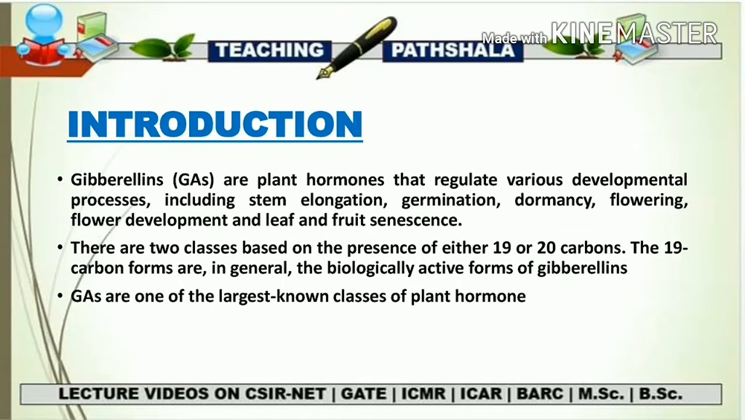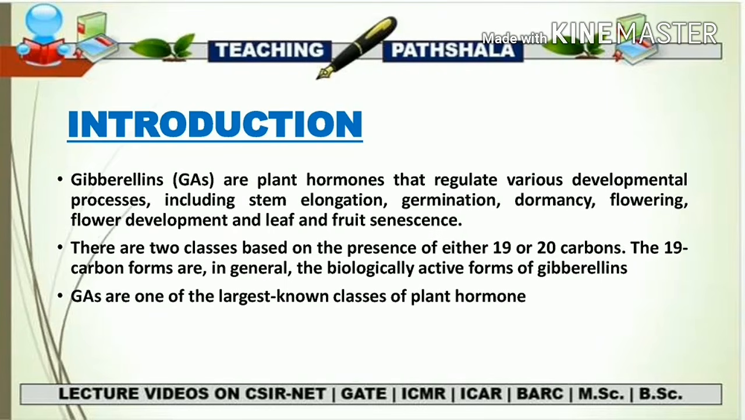So in this way you have seen that gibberellin is a type of plant hormone which regulates various different functions in a plant, and that has already been mentioned in the first line. Second point is there are two classes based on the presence of either 19 or 20 carbons. The 19 carbon forms are in general the biologically active forms of gibberellins. The gibberellins are one of the largest known classes of plant hormones.